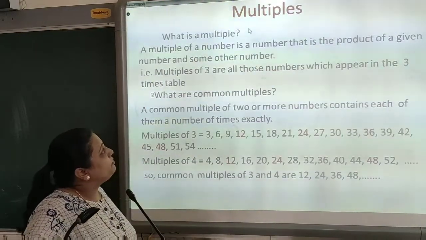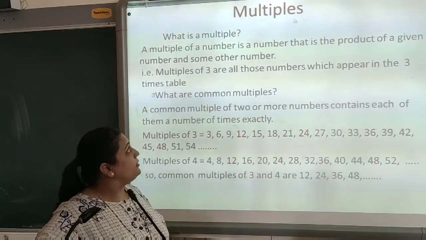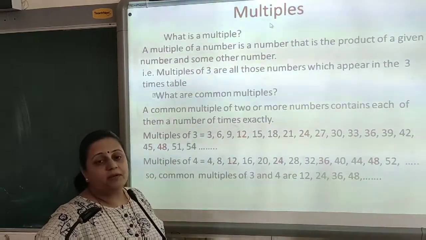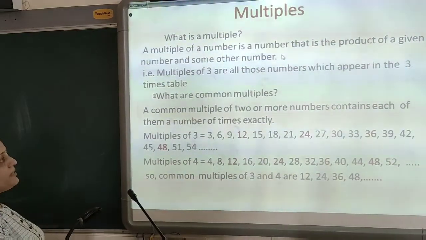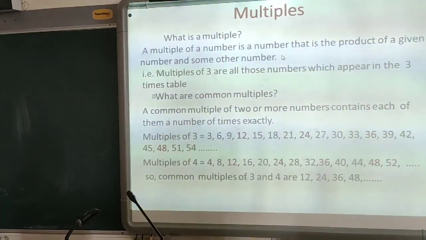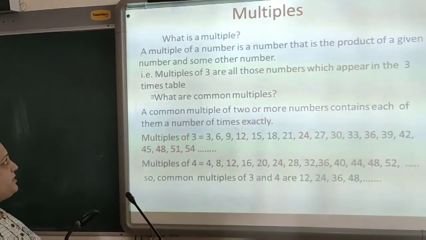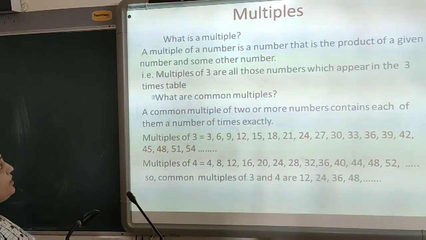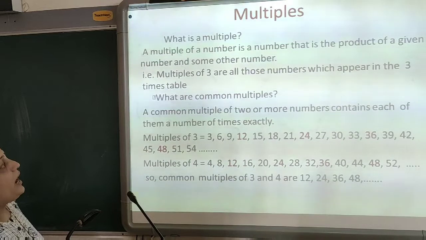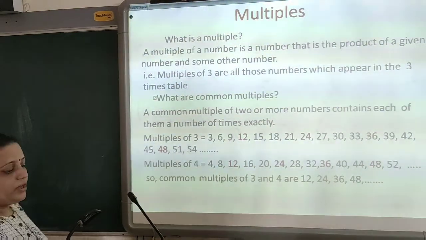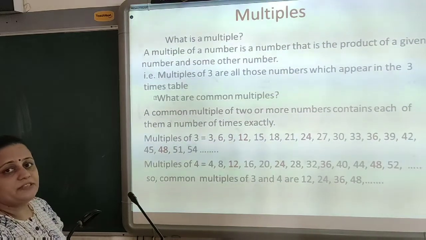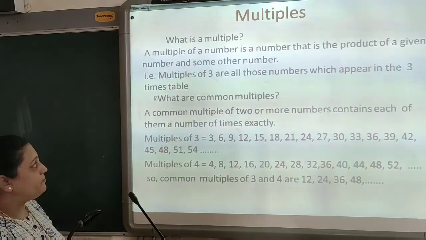Now we will see multiples. Already you have learned what is meant by multiple, but let me revise in short. What is a multiple? A multiple of a number is a number that is the product of a given number and some other number. For example, multiples of 3 are all those numbers which appear in the table of 3. I told you that all the multiples we will find in the table of that number.